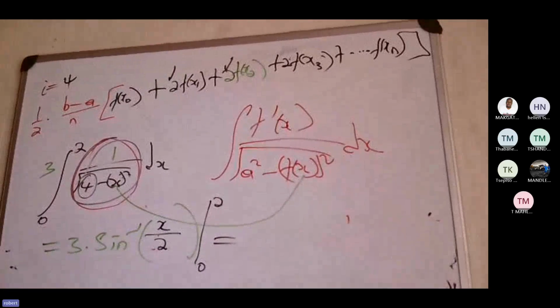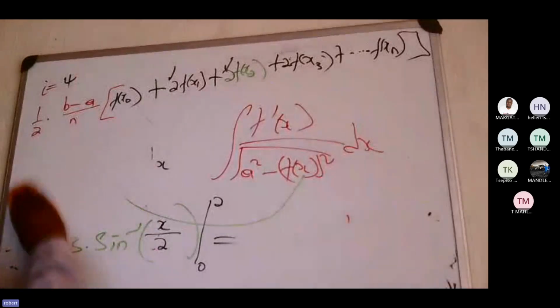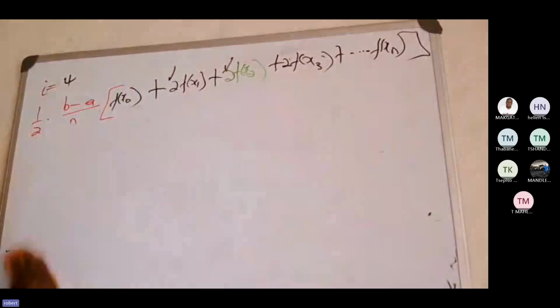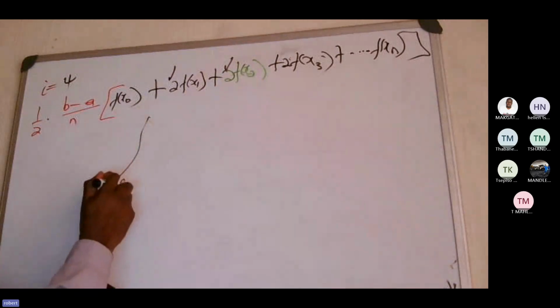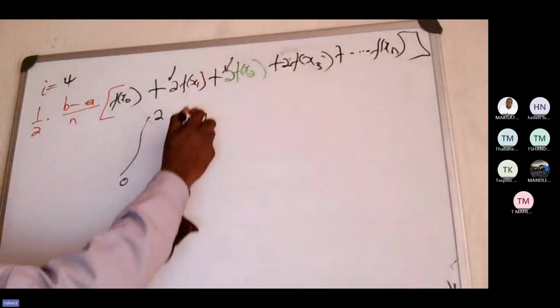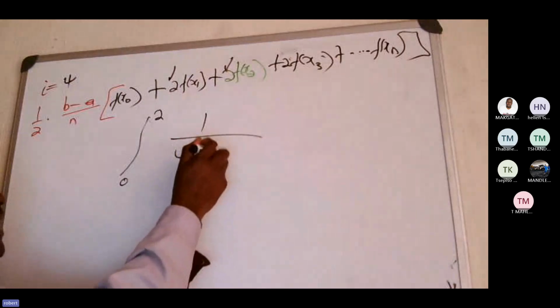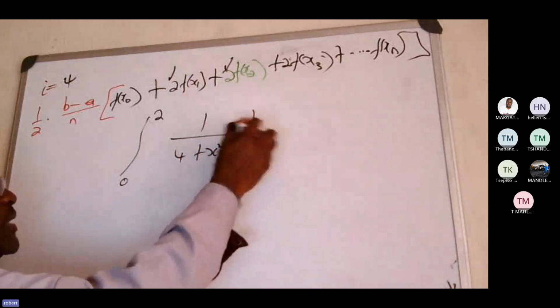Hopefully that makes sense. Now, if everything is right, we can just look at one problem, but use all the 3 methods just for practice sake. Say, approximate the area from 0 to 2 of 1 over 4 plus x squared.